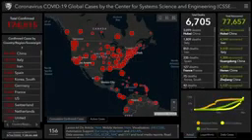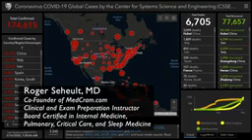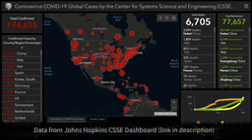Welcome to another MedCram COVID-19 update. You can see the numbers here. They are starting to exceed that of mainland China when we look globally.